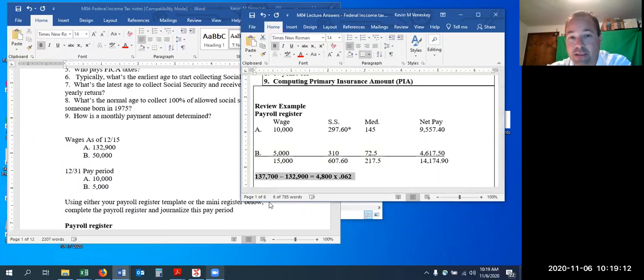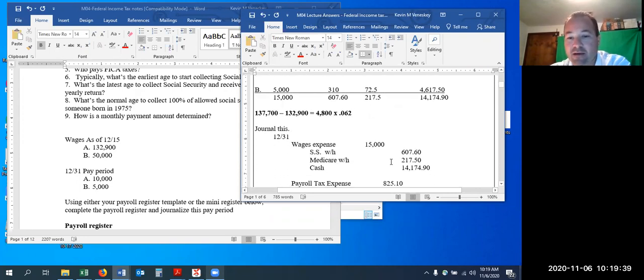Step two, taking the cap amount minus where they're at year to date. That tells us how much is left to be taxed, and you times that by 0.062. I only had us do a miniature payroll register here just for these two taxes, just as a review to see how to calculate them.